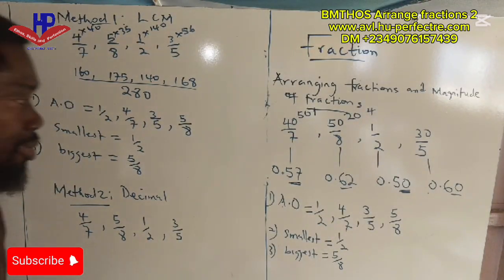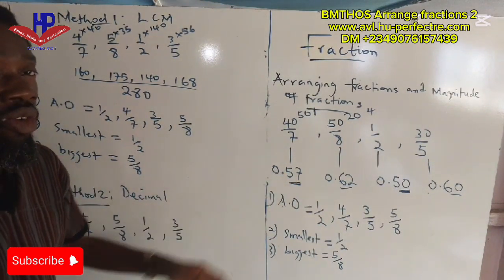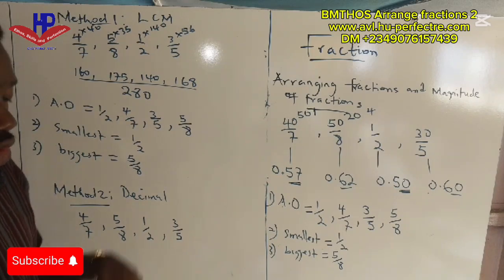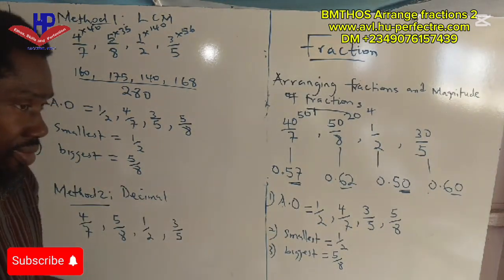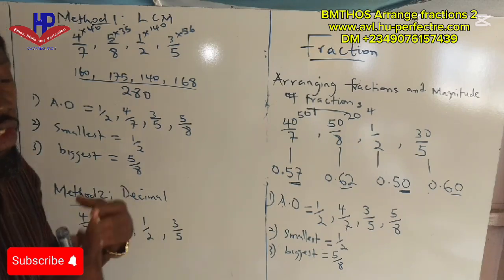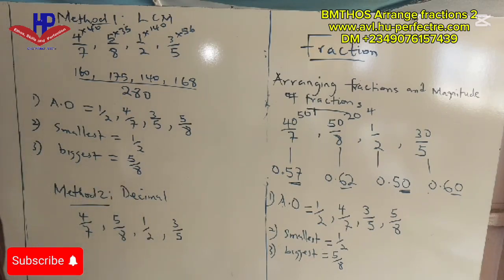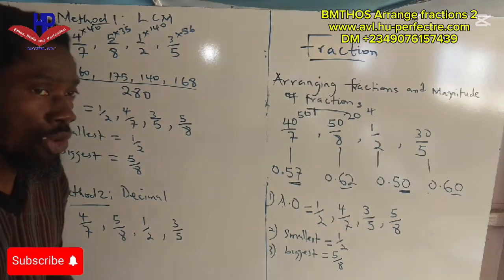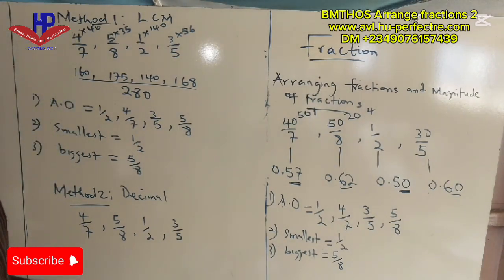I want to believe I've been able to explain how to deal with decimals when you have similar decimals. You need to move to the second decimal. If their second decimals are still the same, you need to move to the third decimals until you arrive at decimals that will help you to differentiate the different fractions. So this is how you go about solving problems that have to do with fraction arrangement or looking for the magnitude of fractions using the LCM method and the decimal method.